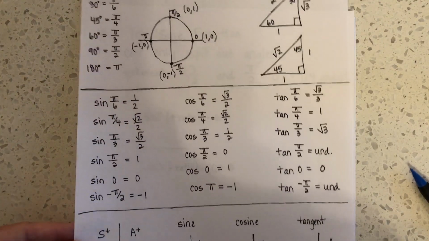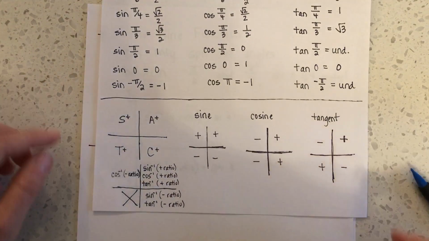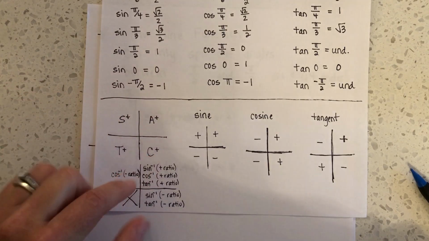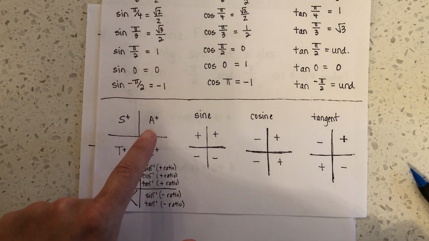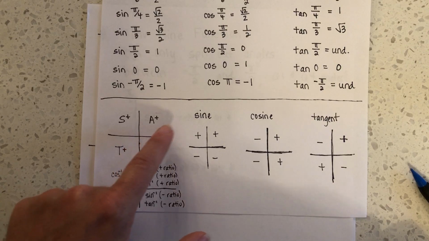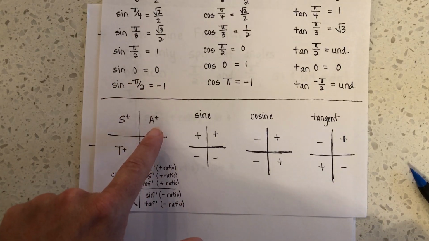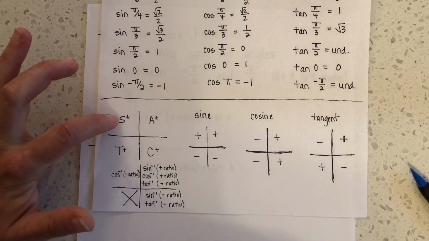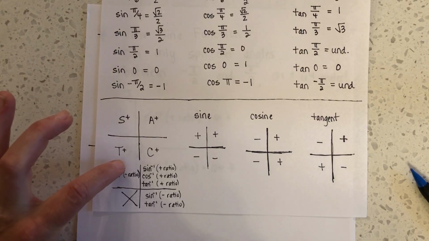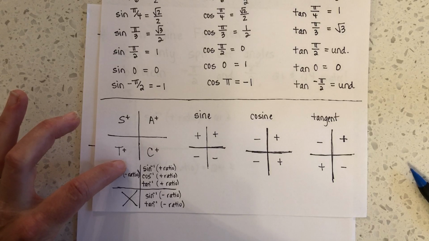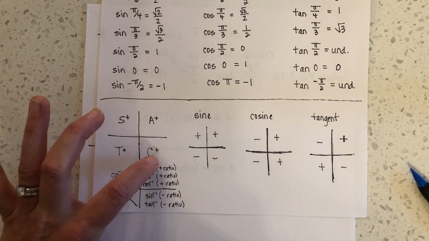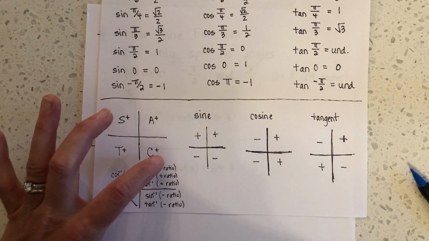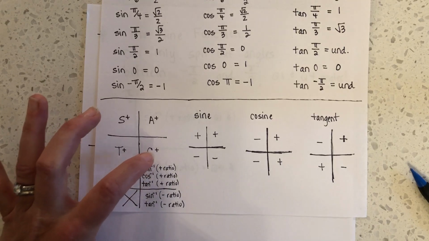And then I've also given you down here, don't forget that we have All Students Take Calculus. The sine, cosine, or tangent of an angle in quadrant 1 all get you a positive ratio in quadrant 1. Only the sine ratio is positive for angles in quadrant 2. Only the tangent ratio is positive for angles in quadrant 3. And only the cosine ratio is positive for angles that land in quadrant 4.